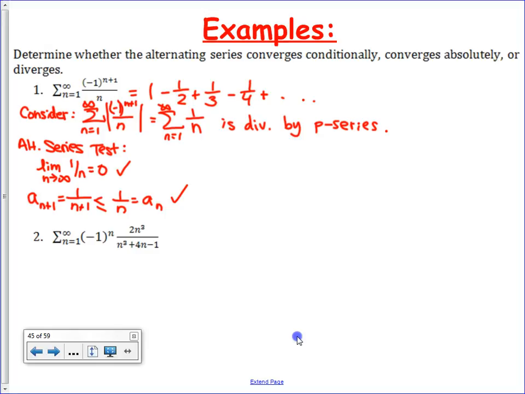So therefore, since the absolute value is divergent, but since it meets these conditions, then I could say that my series is conditionally convergent. Oh, I get it. And I'm done. Conditionally convergent. You guys can go. Conditionally convergent.